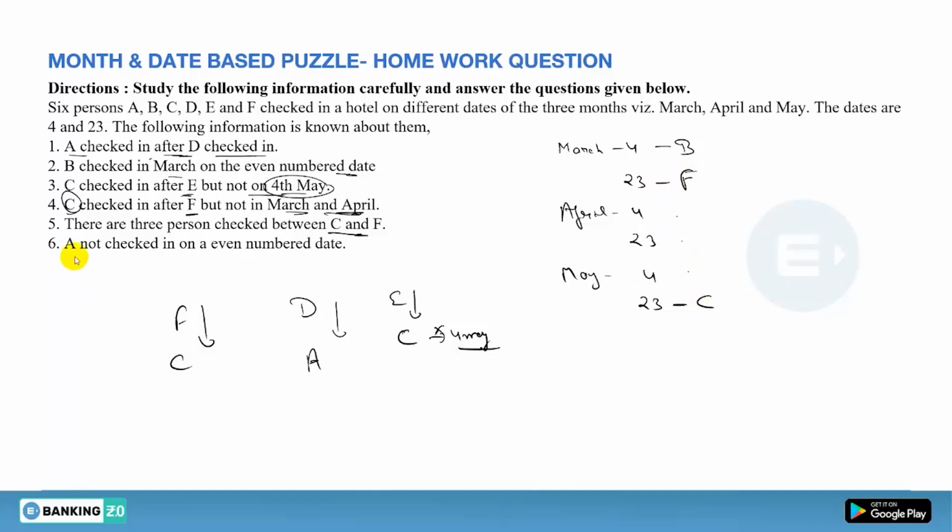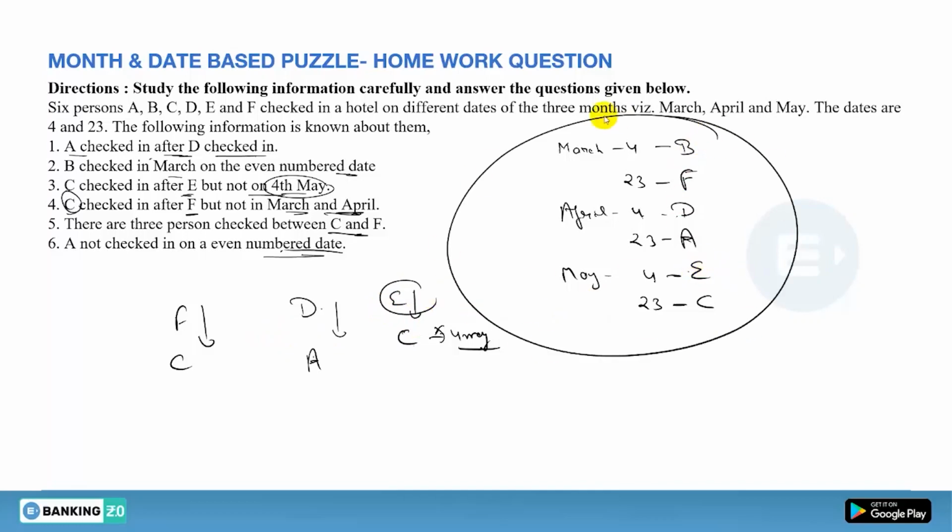Is it clear? Next, A did not check in on an even number date. So we have 3 places left, 4, 23 and 4, but A can't be on an even number. So A must be here on an odd number, and A must be after D. So it is obvious that D must be here. Yes or no? And the last person left is E. So E will be here, and this will be the final formation. Is it clear or not? Done, the easy one. If you are preparing for RRB right now, this type of puzzle will surely be asked in your RRB examination. The level of examination will be easy, that is for sure.